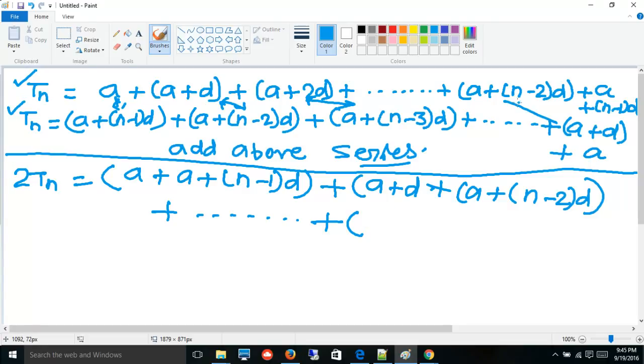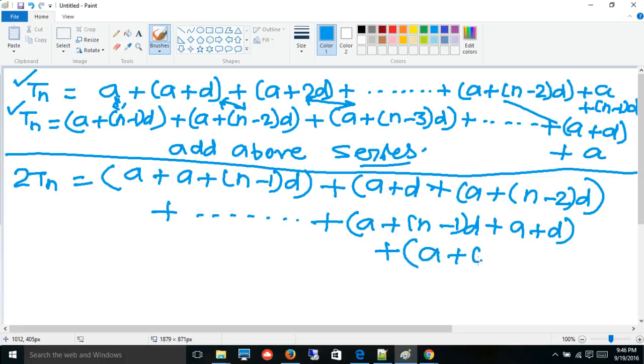Here the second last with the second last: what will you get? a plus n minus 1 into d plus a plus d. And the last term is a plus n minus 1 into d plus a. Okay, so now this is the series. Now we will calculate again.